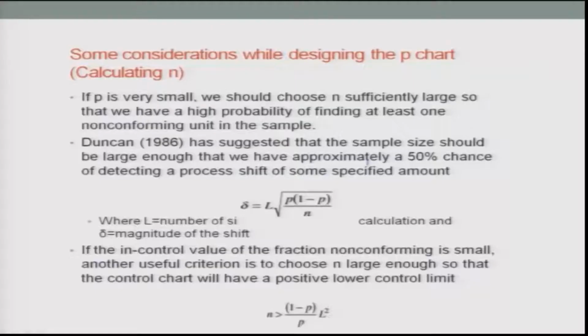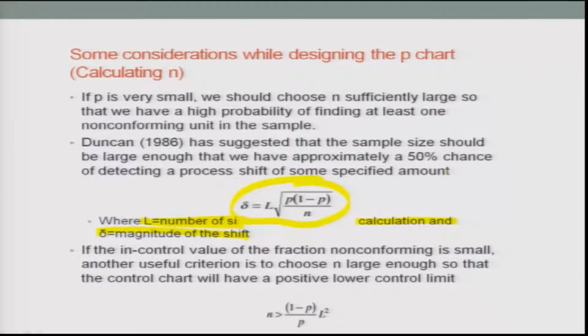So, in one of the very famous papers, Duncan has suggested that the sample size should be large enough that we have approximately a 50% chance of detecting a process shift of some specified amount. So, based on that you will find it out and do the work accordingly. So, this is the delta. L is basically the number of sigma, based on which you can do the calculations, and delta is the magnitude of the shift. So, depending on the shift.